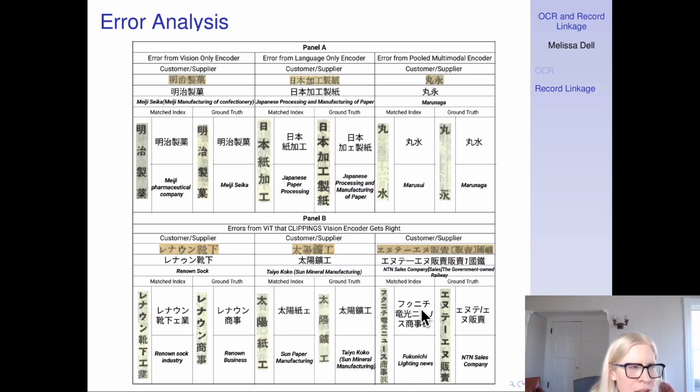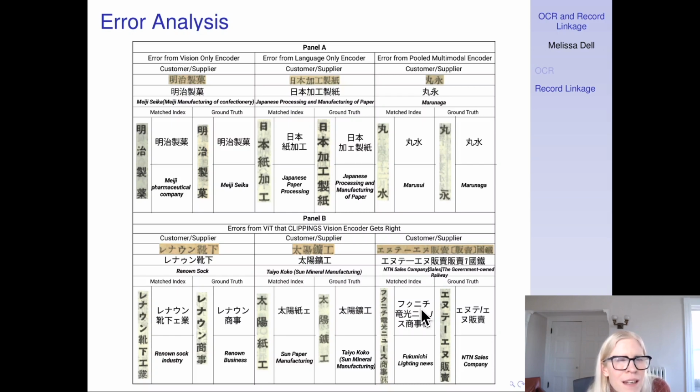The second one is one that the language-only model gets wrong, because the two names are very similar, but you can see with the vision-only they don't look as similar. That's where having the image helps, as well as having the OCR of it. The third one in panel A is one that the multimodal model, as well as the vision-only and the language-only models, get wrong.